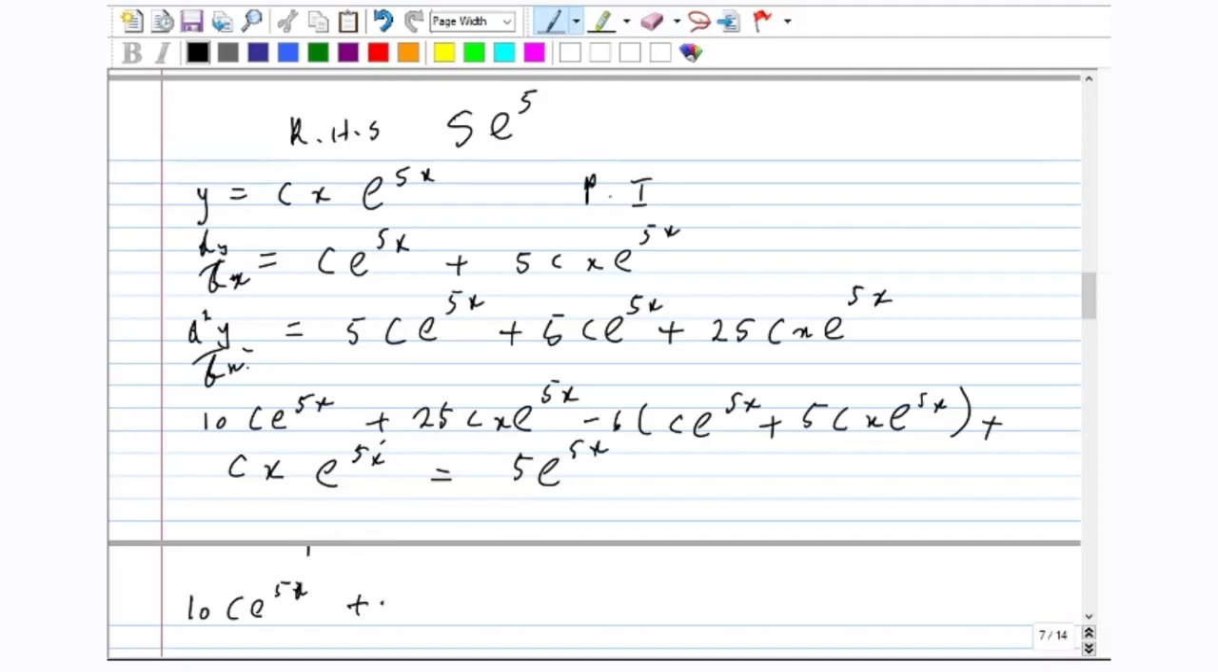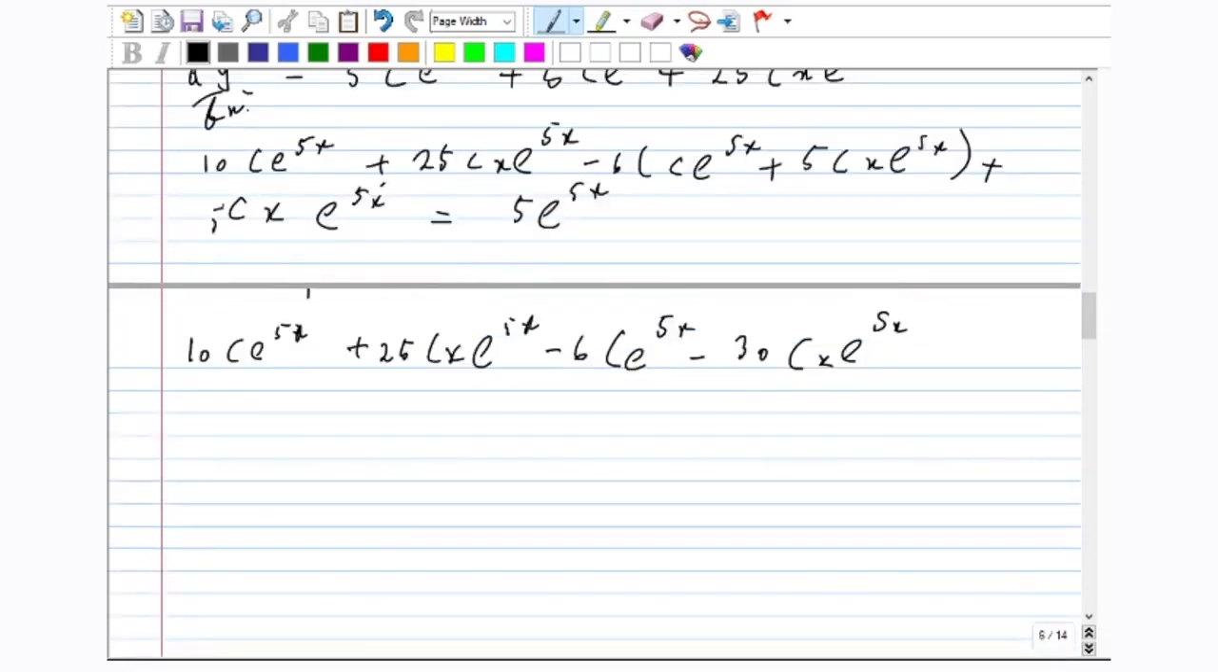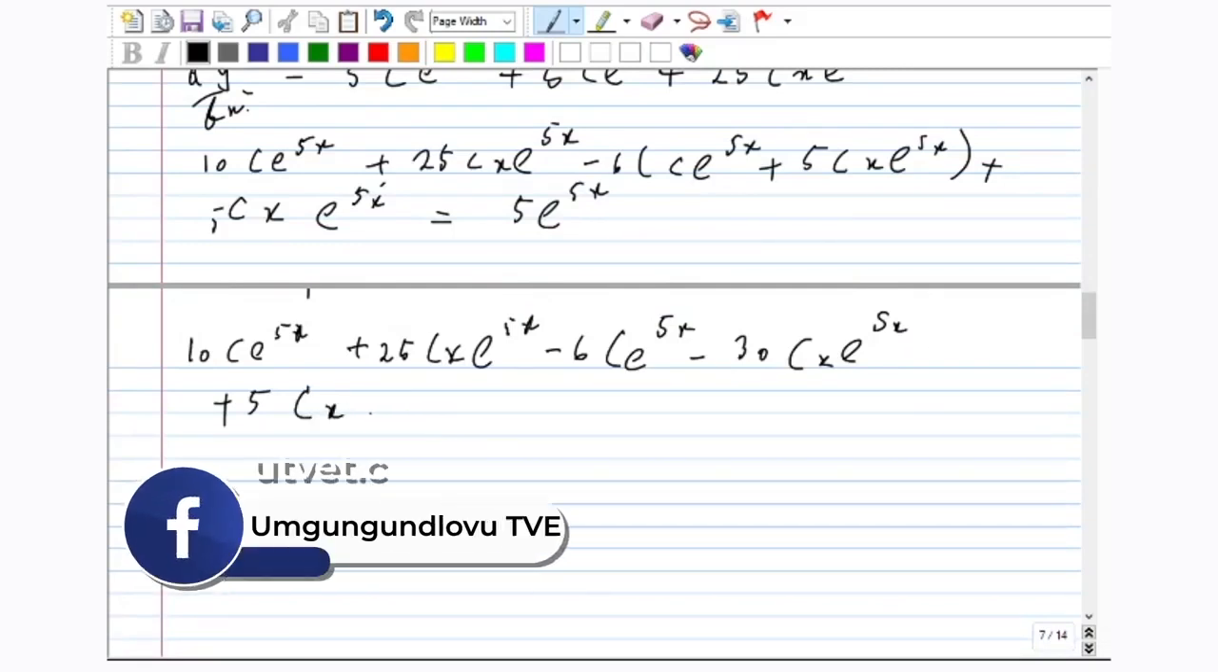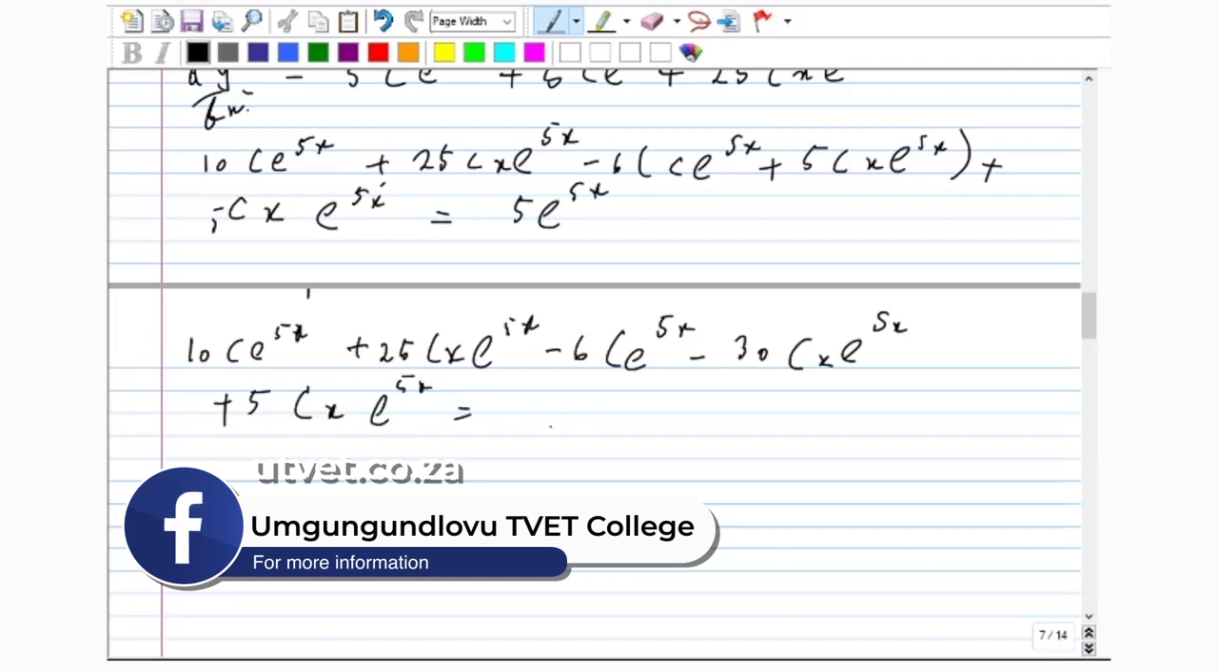Then we are going to have plus 25cx e to the exponent 5x. Then we multiply inside here, we are going to have minus 6c e to the exponent 5x. We multiply the last one, which is going to be negative. So when we multiply the next one, it's going to be negative 30cx e to the exponent 5x. So we left the value of 5 here, so we put it now: 5cx e to the exponent 5x, which is equal to 5e to the exponent 5x.